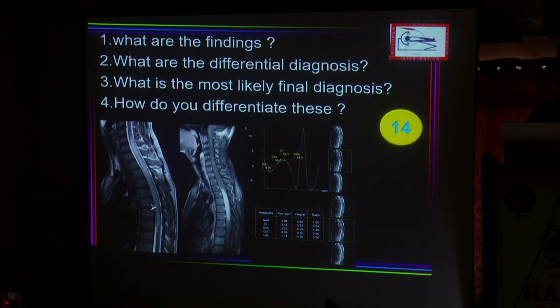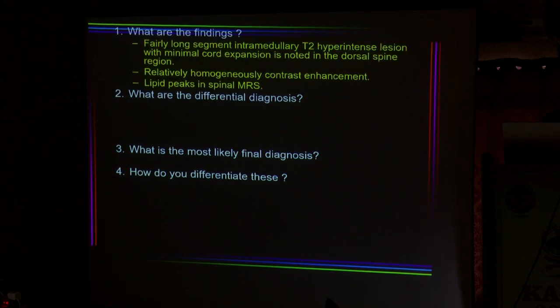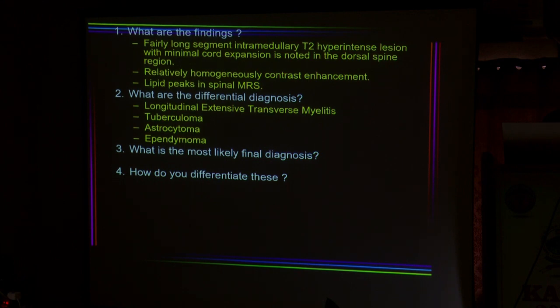Okay, anyone? So the differential diagnosis can be spinal cord tumors, or it could be spinal cord granulomatous lesions. Spinal cord tumors will have more cord expansion, more inhomogeneity. This is relatively well defined, with minimal cord expansion and a homogeneous smooth enhancement. Lipid peak noted in spinal MR spectroscopy. So this was proved to be a spinal intramedullary tuberculoma. The main differential diagnosis is the spinal cord tumors. I have told you the findings, and LETM can occur also.